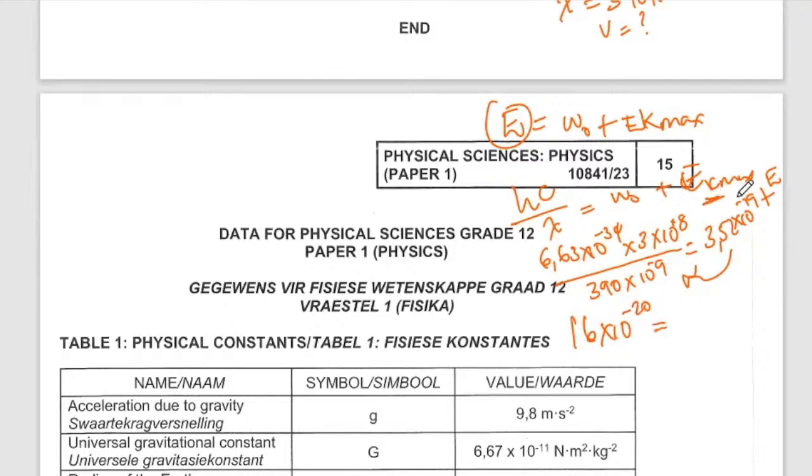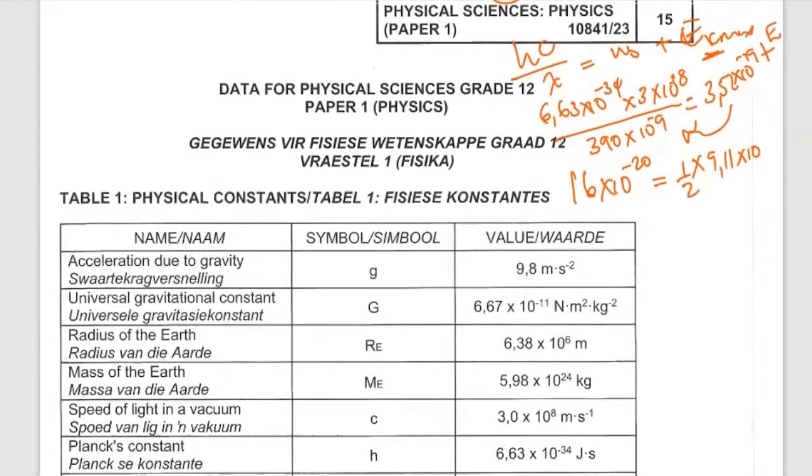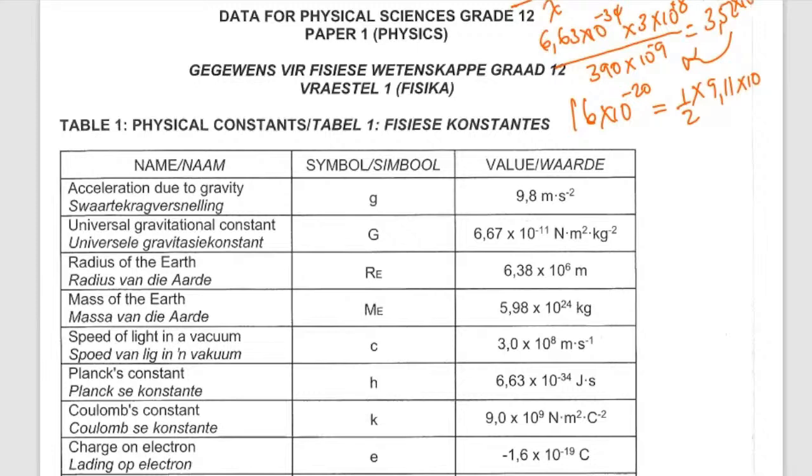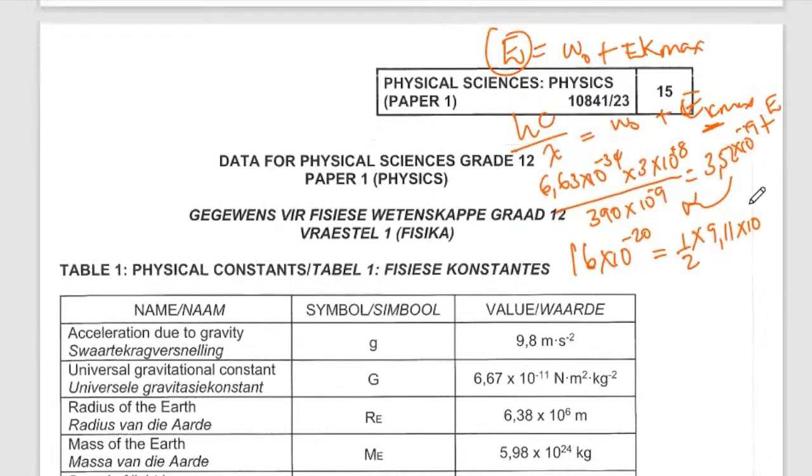Now I know that EK max is a half times the mass of the electron, which is 9.11 times 10 to the negative 31, times v squared. Now I'm going to divide both sides by 0.5 times 9.11 times 10 to the negative 31.